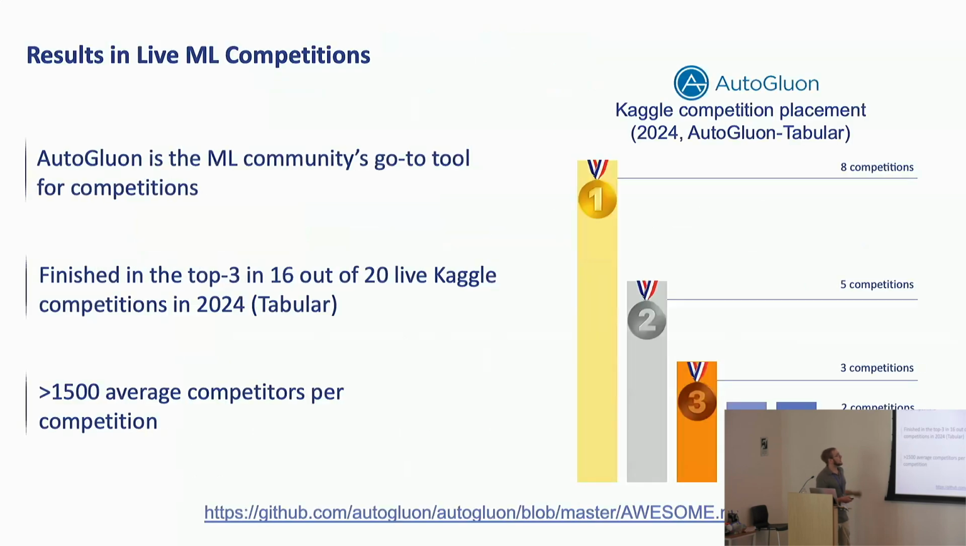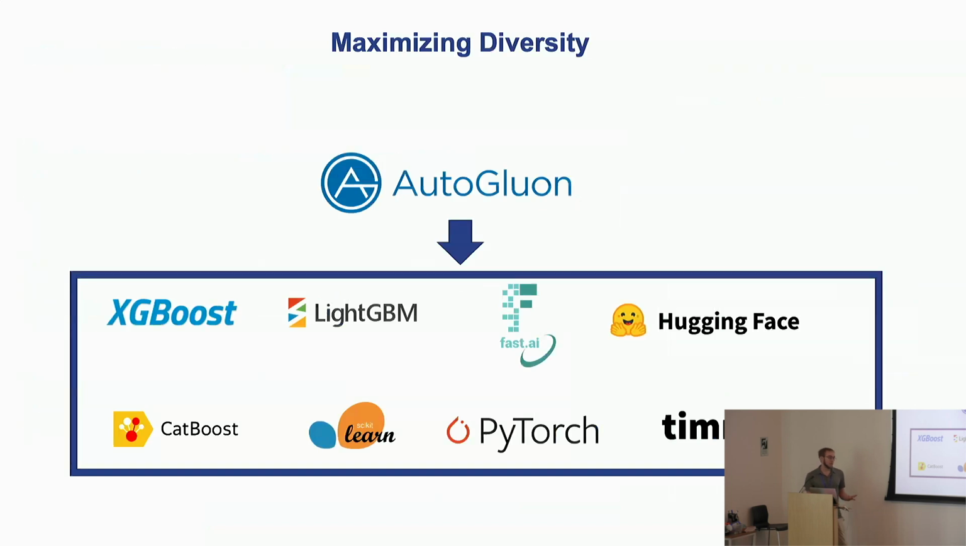So some recent results. AutoML has become, or AutoGluon has become, the ML community's go-to tool for competitions. AutoGluon was inspired by Kaggle, and I'm glad that now it's being embraced by Kaggle. So it was used by Kaggle competitors to finish in the top 3 in 16 out of 20 live Kaggle competitions in 2024, with an average of 1,500 competitors per competition.